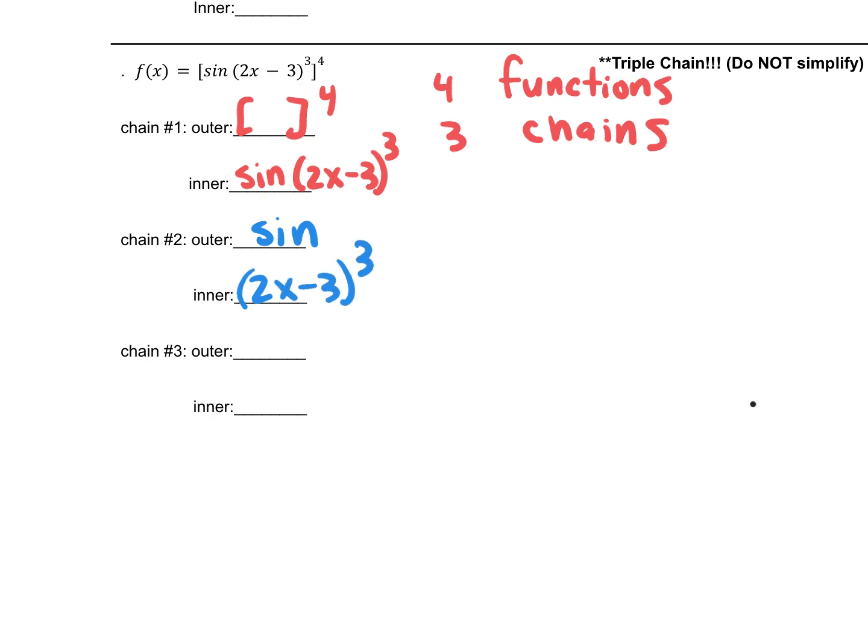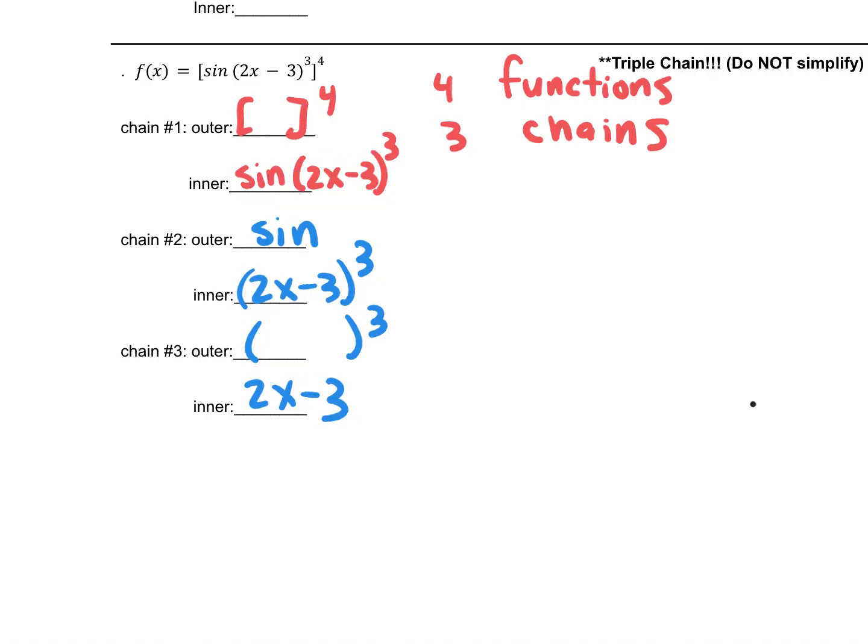All right, now we go again. What's the outer here? Something to the third. All right, and then the inner as is would be 2x minus 3. And again, we're down to one single function. This is not a composite, so we're done. So again, this 4 applies to these 3 functions. That's the outermost of everything, so that's the outer function for the first chain. Everything else is the inner.